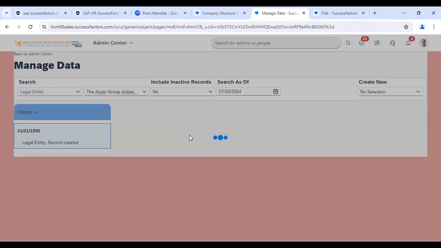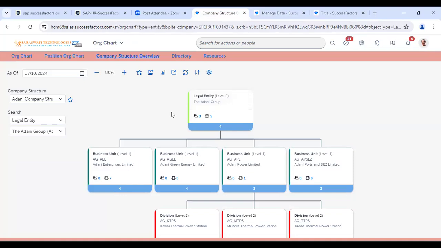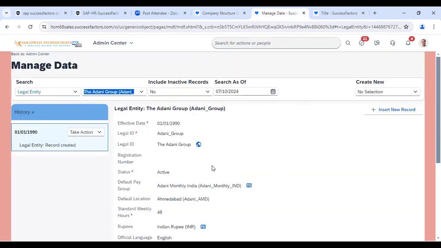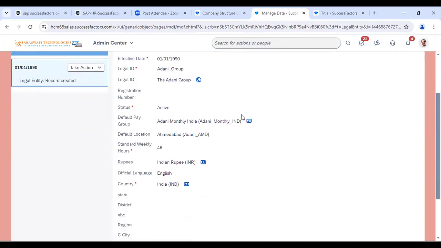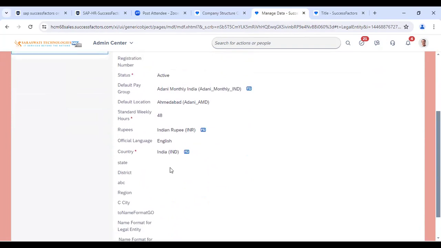Okay, this is the Adani group which is there. So how have we configured that? You can see here that it is the Adani group already. But how do we do the configuration? You can see from here. Okay, the country would be India only, which I've explained to you here, that every legal entity must have only one country.